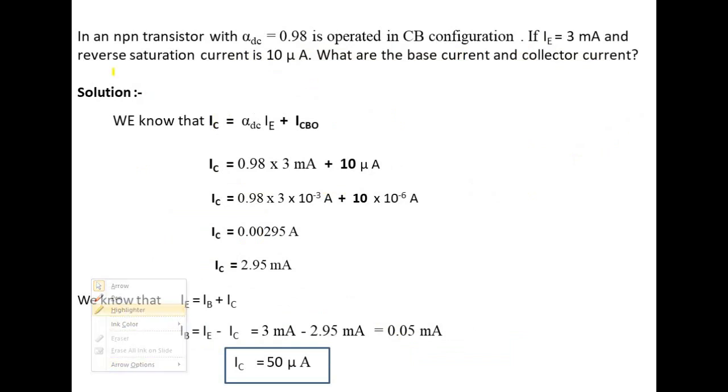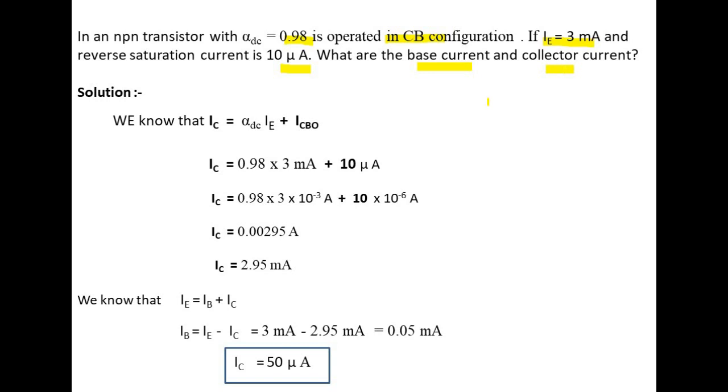Now come to another question, that is, an NPN transistor with alpha DC 0.98 is operated in common base configuration. If emitter current is 3 milliampere and reverse saturation current is 10 microampere, then we have to calculate base current and collector current, that is IB and IC.